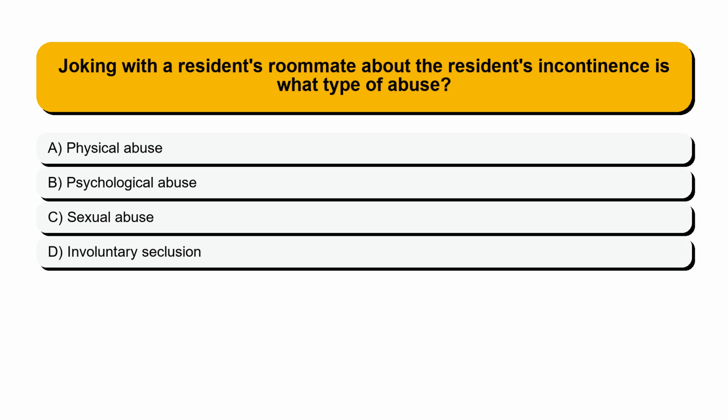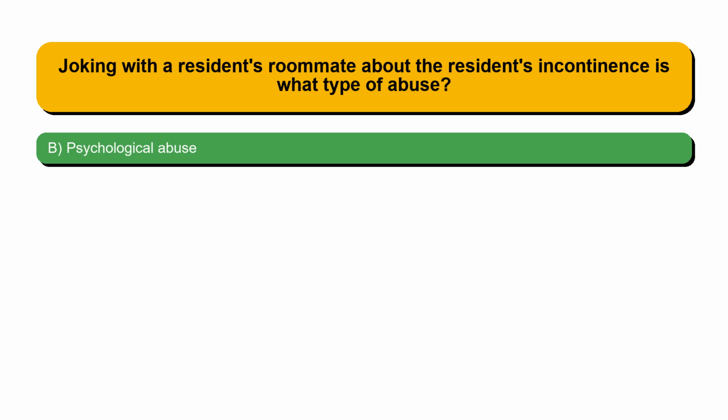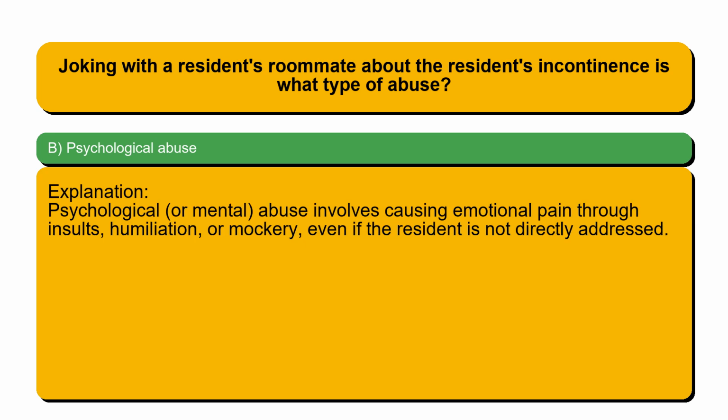Question 68. Joking with a resident's roommate about the resident's incontinence is what type of abuse? Option A. Physical abuse. Option B. Psychological abuse. Option C. Sexual abuse. Option D. Involuntary seclusion. The correct answer is option B. Psychological abuse. Psychological, or mental, abuse involves causing emotional pain through insults, humiliation, or mockery, even if the resident is not directly addressed.